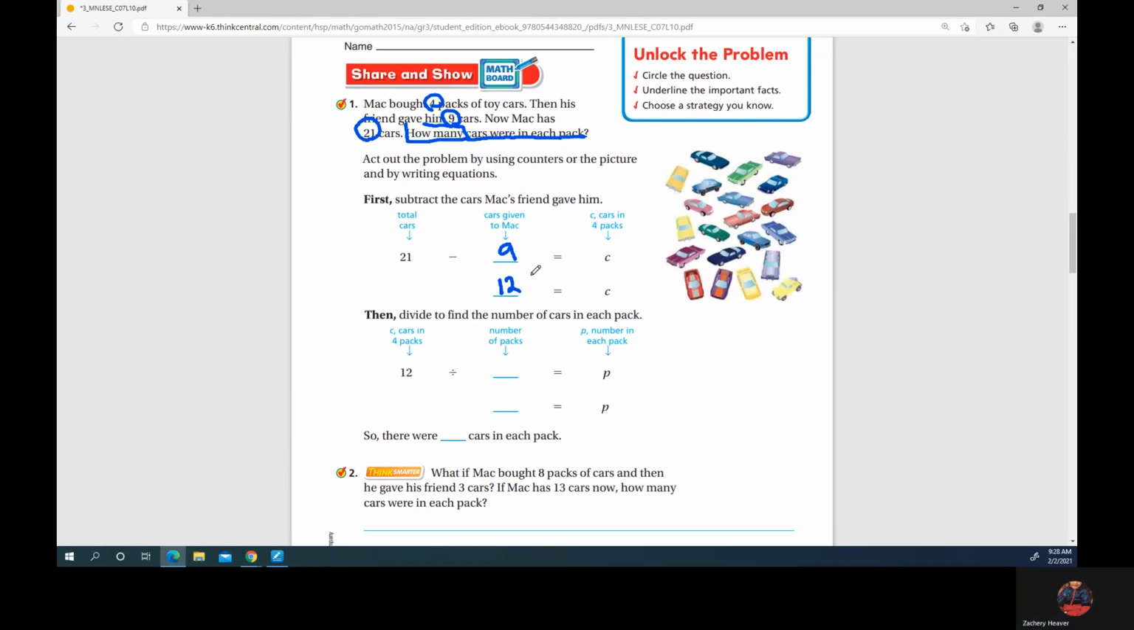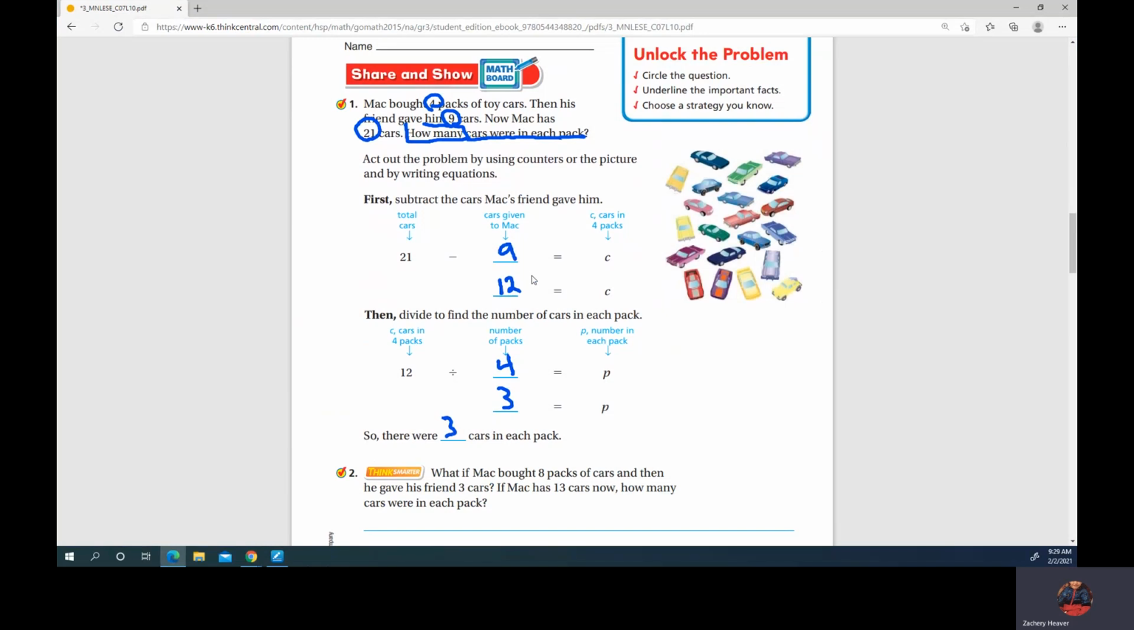The cars that his friend gave him were not in packs. We're looking for what's in the pack. So we got to take away what his friend gave him. So he had 12 cars before. Well, if he has 12 cars and he bought 4 packs, 12 divided by 4 is going to be 3. So really, he had 3 cars in a pack.